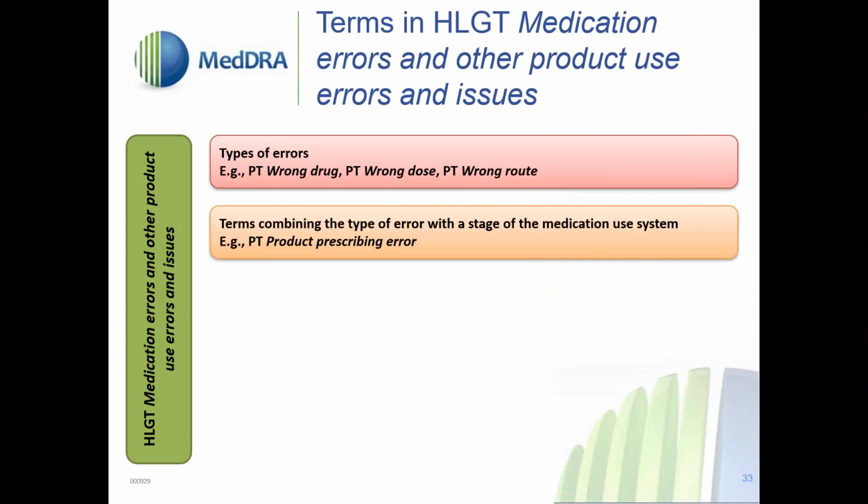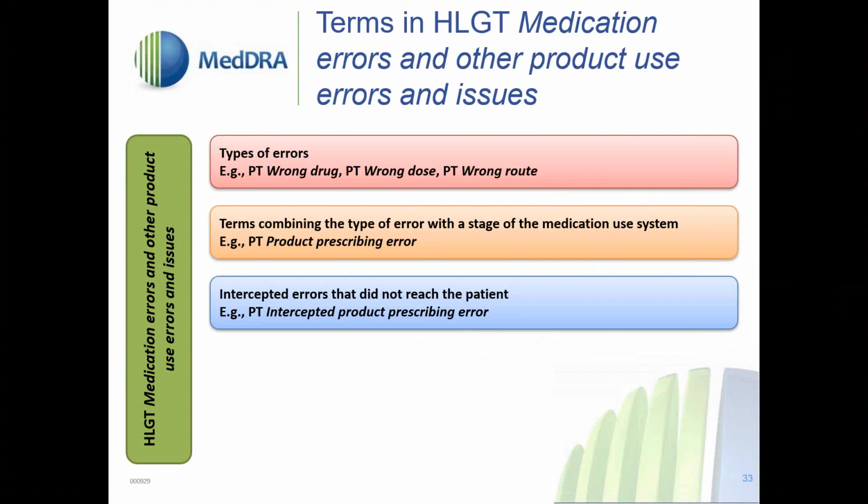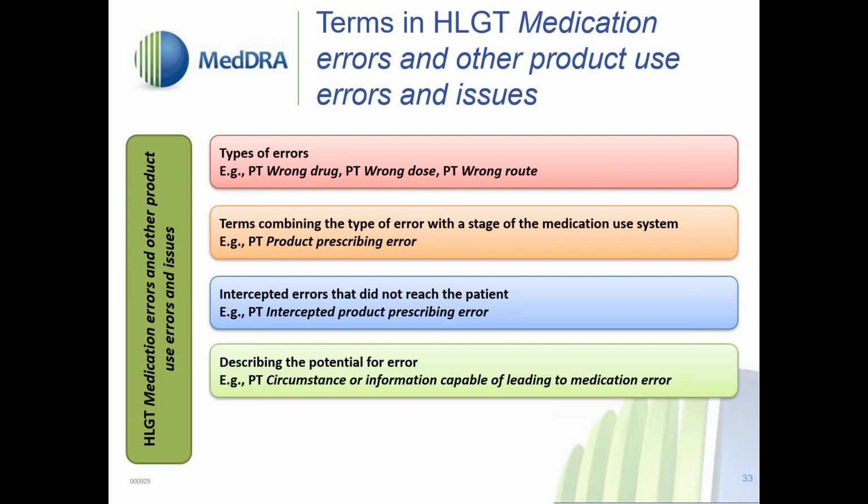Then we have terms that link an error to a stage in the medication use process, such as the prescribing stage. In addition, there are terms for intercepted errors, prevented by third-party intervention so that they didn't reach the patient. And here you see an example, intercepted product prescribing error. MedDRA also contains two PTs that describe the possibility of an error or signal a circumstance that could potentially lead to a medical device use error or medication error.